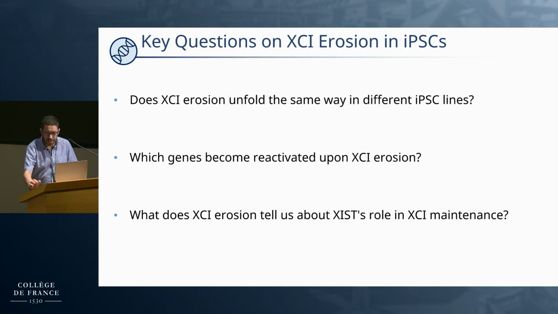There are several key questions that you can pose on erosion of X inactivation in iPS cells. For the sake of my talk, I will highlight a few. Does erosion unfold in the same way in different iPS lines? Which genes become reactivated upon erosion? And what does erosion tell us about the role of XIST in the maintenance of X inactivation?